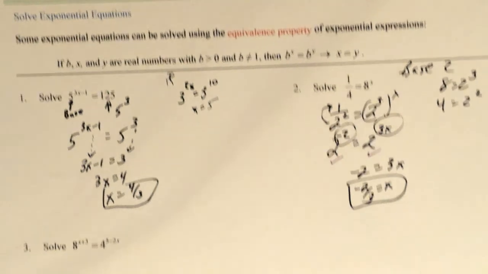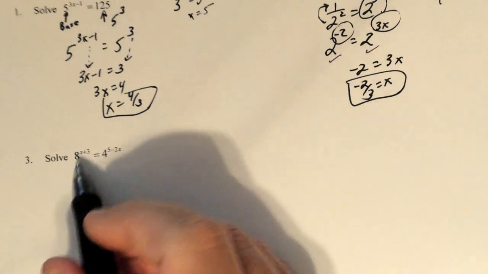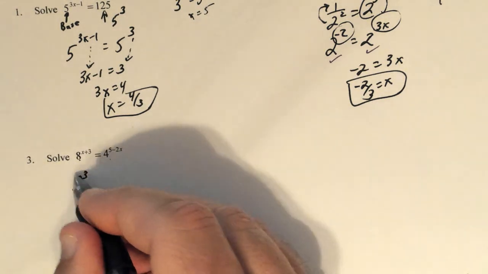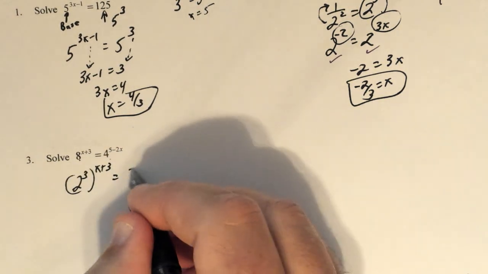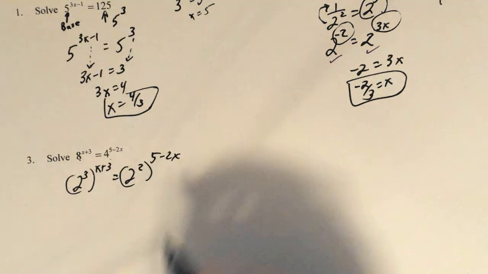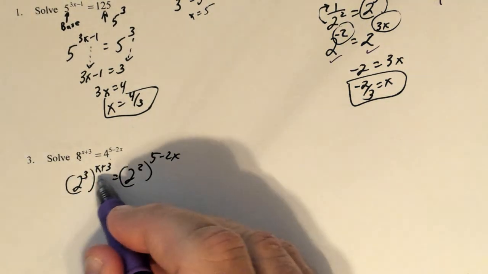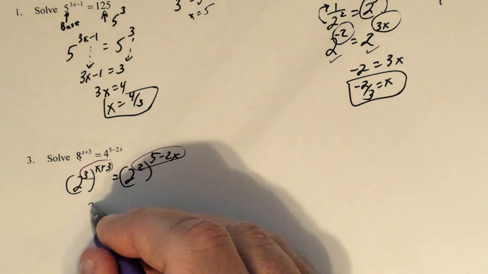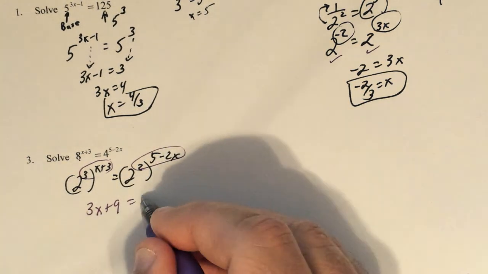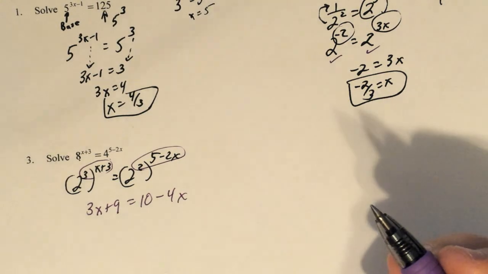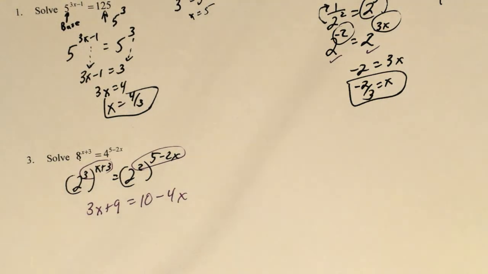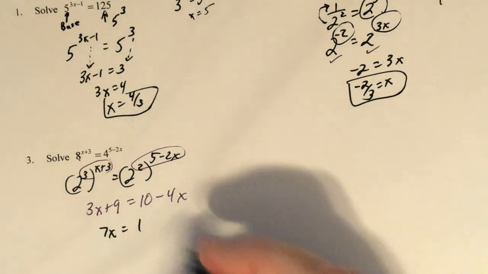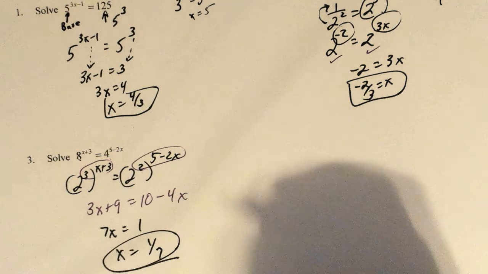Alright, so now we look at this last one on this little section. And again, we have the 8 and the 4 again. We already know I can change those into base 2. So the 8 is going to be 2 cubed to the x plus 3 is equal to 2 squared to the 5 minus 2x. Now, if I remember my exponent rules, I can multiply those together, and they'll have the same base. So wouldn't this be 3x plus 9 is equal to 10 minus 4x? Now, I can solve for x. Move the 4x over, move the 9 over, divide by 7, x is 1/7, answer.